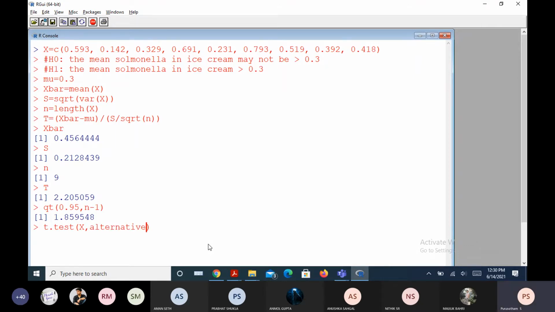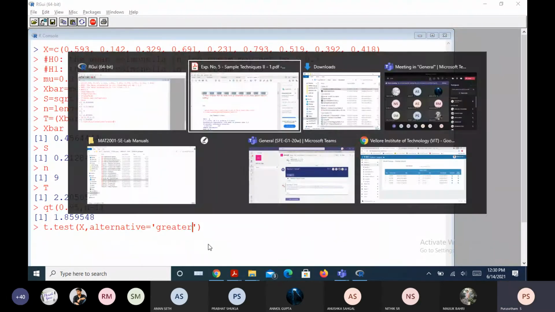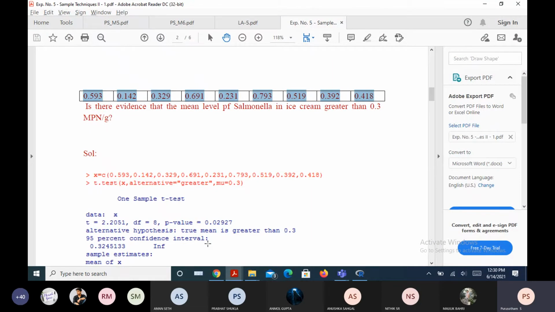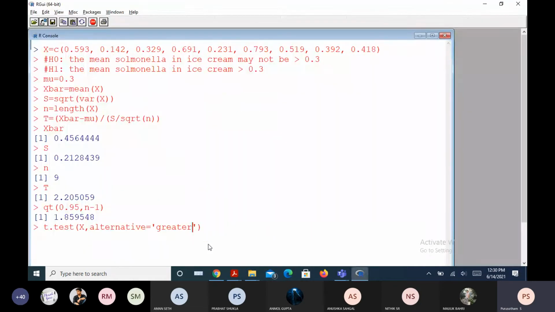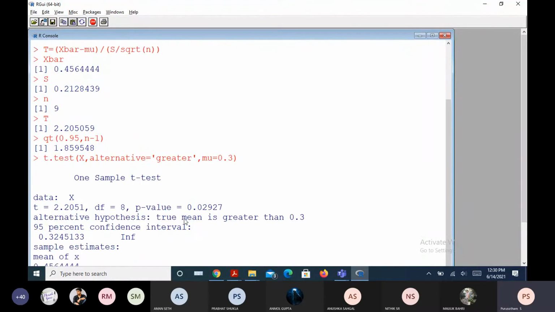What is this alternative meaning? It is a right tail alternative hypothesis, so we need to use greater. Whether mu is 0 or non-zero, that is given as 0.3. Press enter. What is the T value? It is shown here.